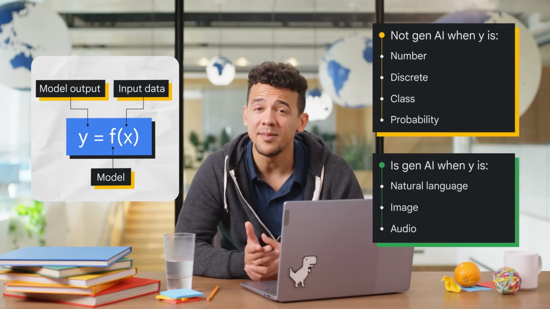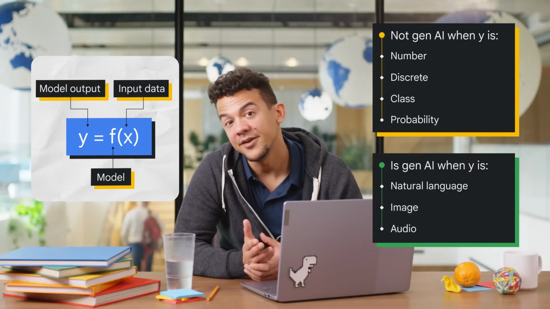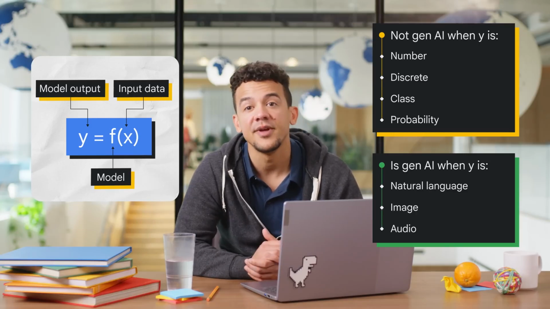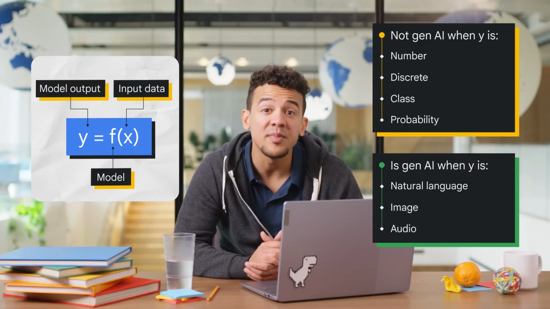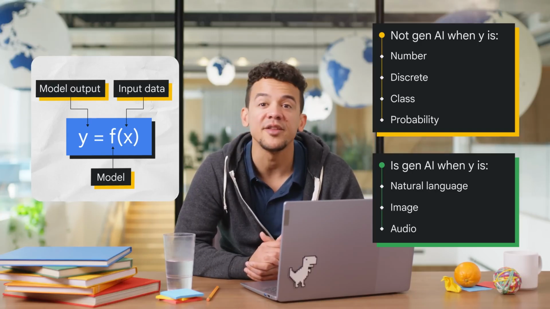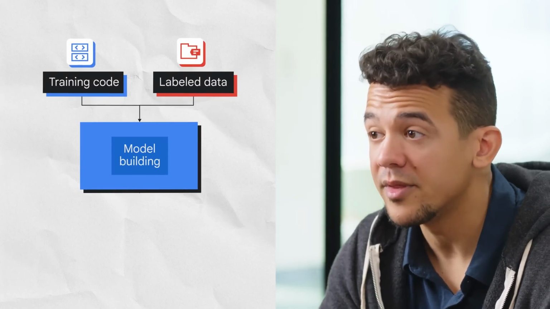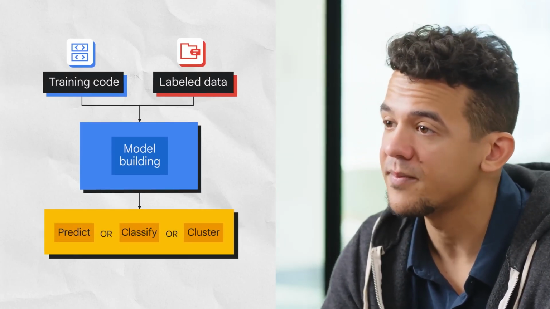If the y is a number, like predicted sales, it is not generative AI. If y is a sentence, like define sales, it is generative, as the question would elicit a text response. The response will be based on all the massive large data the model was already trained on. So, the traditional ML supervised learning process takes training code and labeled data to build a model. Depending on the use case or problem, the model can give you a prediction, classify something, or cluster something.